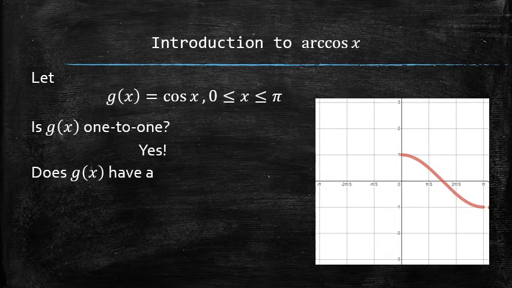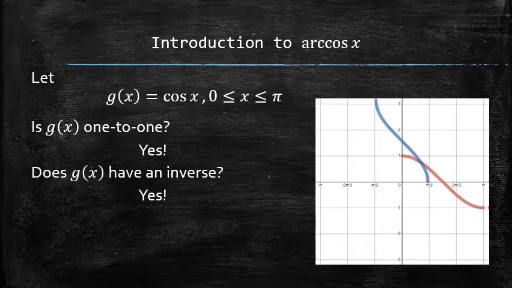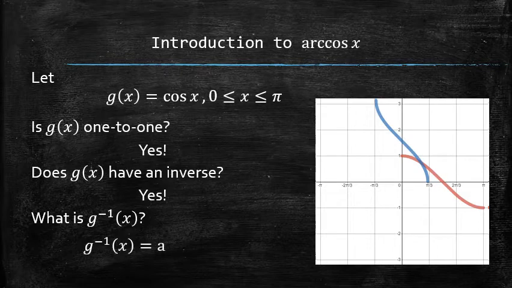Does this function have an inverse? The answer is also yes, because all one-to-one functions have inverse functions. And here's what it looks like. What is this function? This function is not any of the functions that we already know, so we give it a name, the arccosine of x.